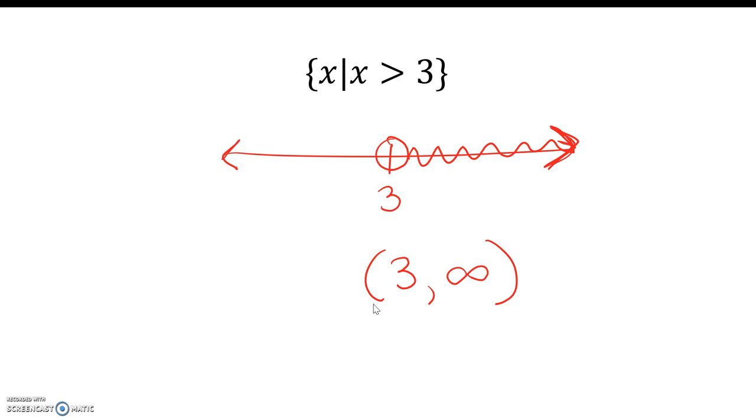So this notation, the parentheses around the 3 to infinity, means the same thing as the number line. This is also saying 3 to infinity would be my solution. Meaning that 4 would be a solution, 10 would be a solution, 100, 1,000, 1,000,000, 10 billion. All those numbers would be solutions. You could have fractions, you could have pi in there, everything in between 3 all the way to infinity. But that parenthesis tells us that we're not including the 3.